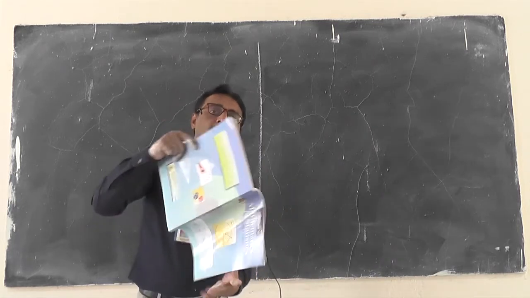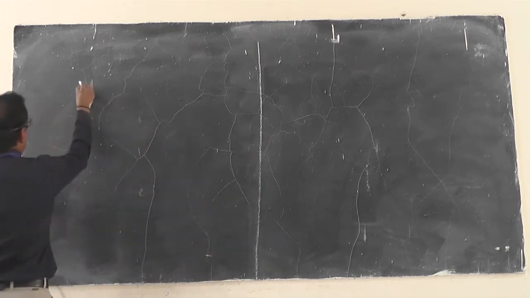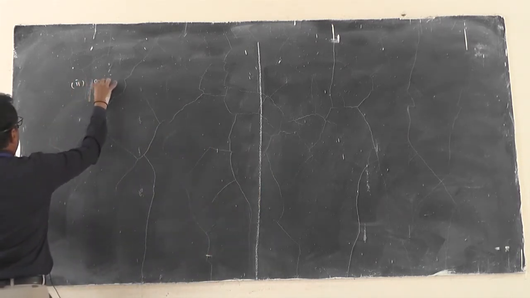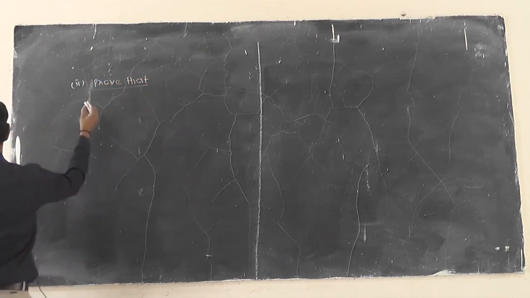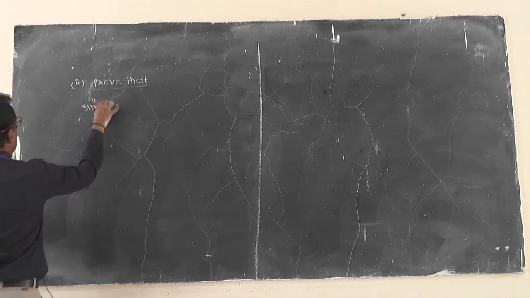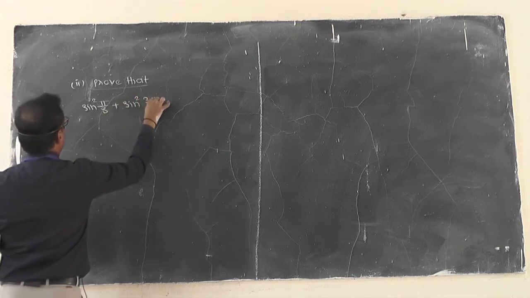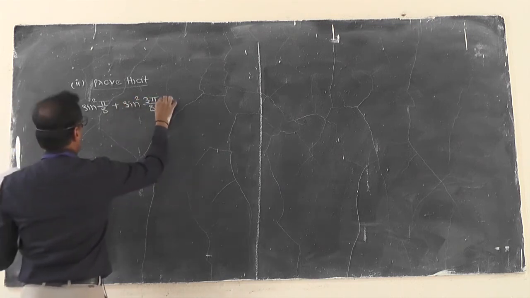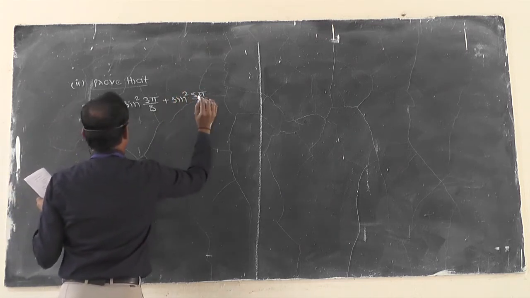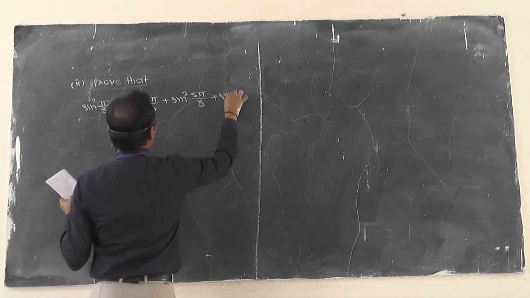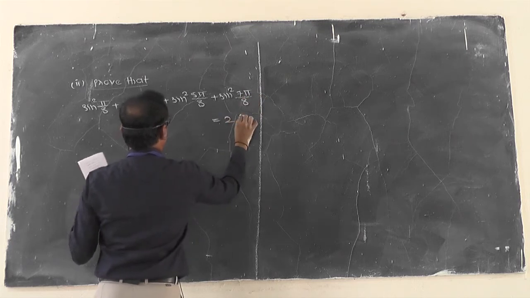Just observe that problem. Second question I will write here. It is again of prove that sine square pi by 8 plus sine square 3 pi by 8 plus sine square 5 pi by 8 plus sine square 7 pi by 8, and this answer comes out to be 2.